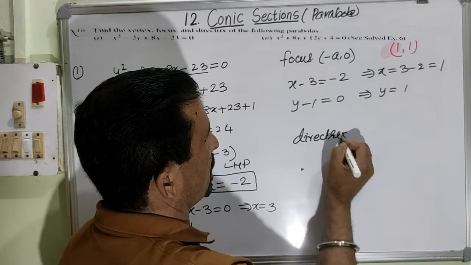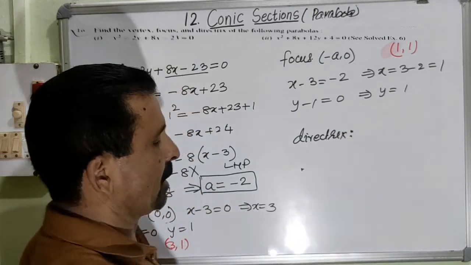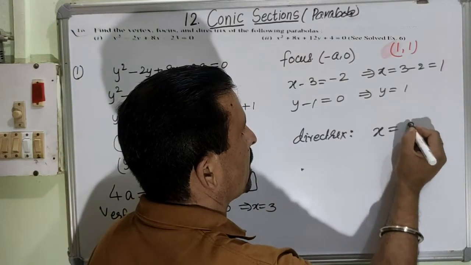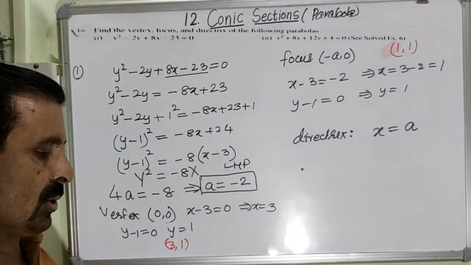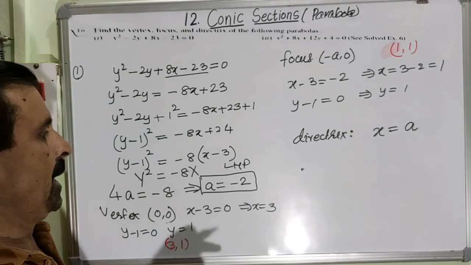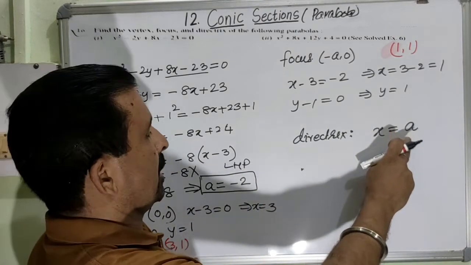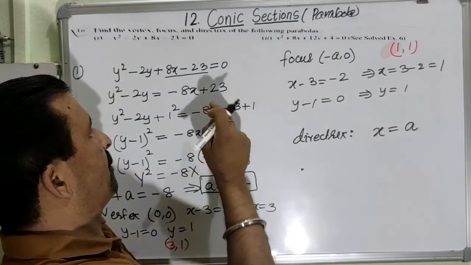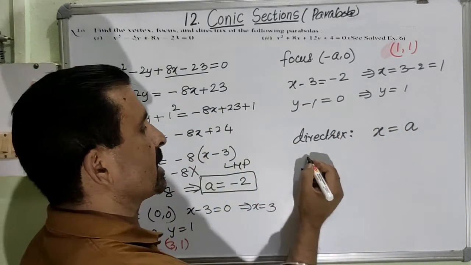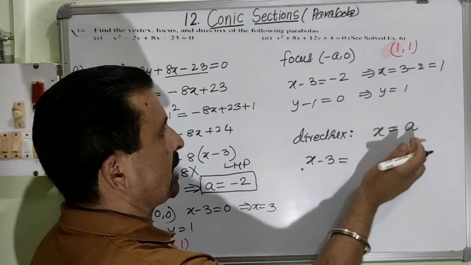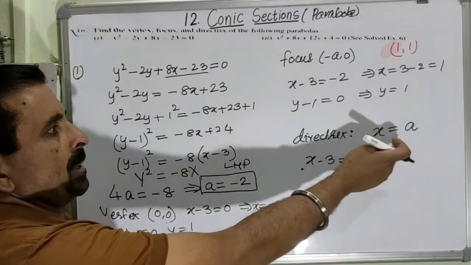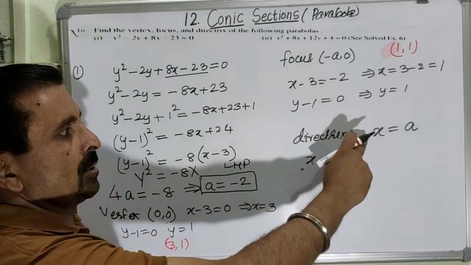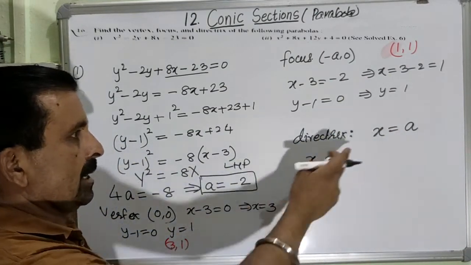Now once again I want you to look into the table. According to the table, the directrix is x is equal to a, right? Therefore, because x is equal to a, now this x we can take from x minus 3, and then this a will be taken from here. This is positive because this is left hand parabola, right? So the a will be positive.